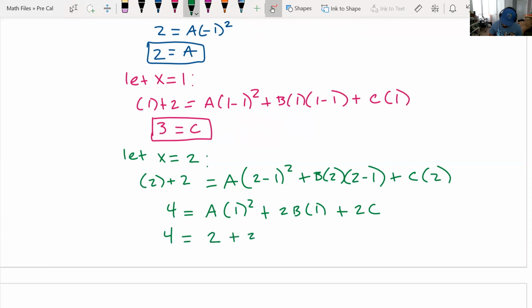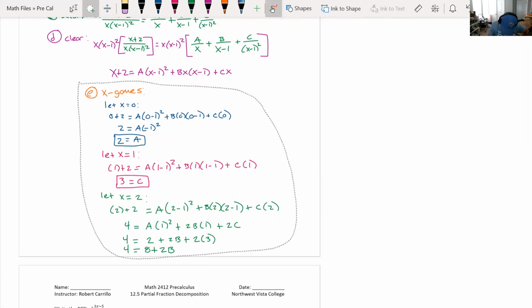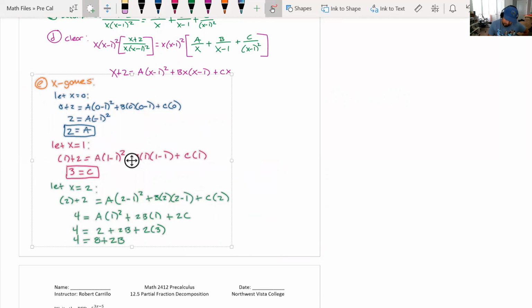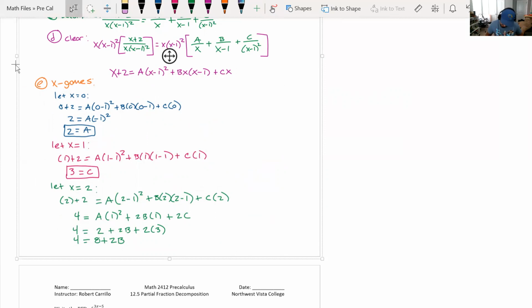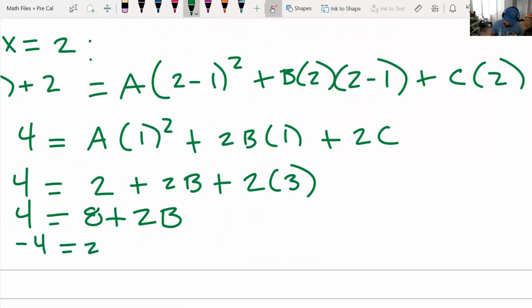So we're going to get 4 equals 2 plus 2B plus 2 times C, which is 3, which means we'll get 4 equals 2 plus 2 times 3, so that's 6. So you're going to get 8 plus 2B. And then, let's see. Oh, I could have moved all that to the left. Maybe I still can. One moment. Hey, look at that. Magic. All right. And then move that 8 over, and you'll get -4 equals 2B. Therefore, if you divide by 2, B is -2.